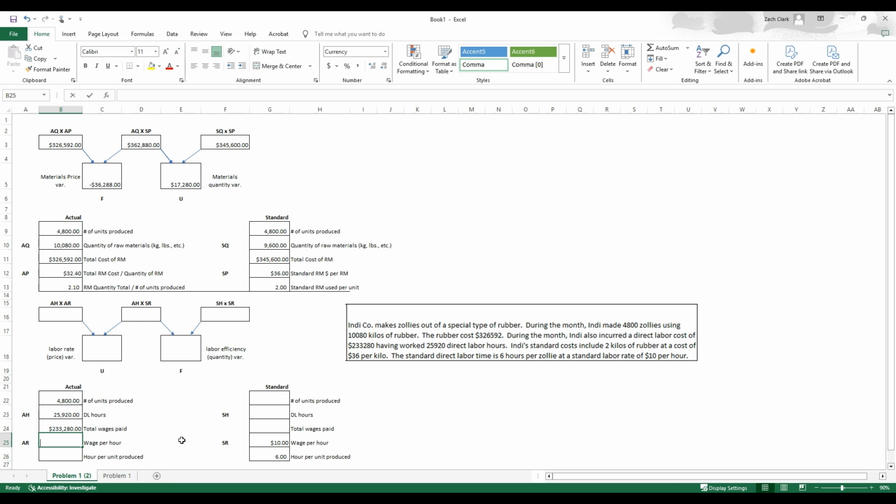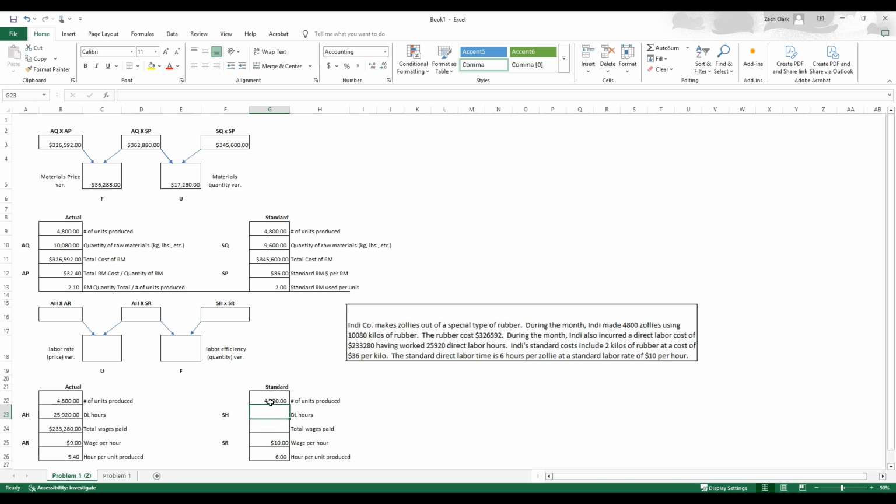Okay, so let's go back through now and do our actual wage per hour. So our actual wages divided by the number of hours. We get $9 per hour, so right off the bat we should have a favorable price variance because we're a little under our budget. And then we'll take our total hours divided by the number of units to get 5.4. So we should have a favorable variance when it comes to our labor efficiency as well because we're producing units a little bit quicker. We only need 5.4 hours, not the 6 that we expected.